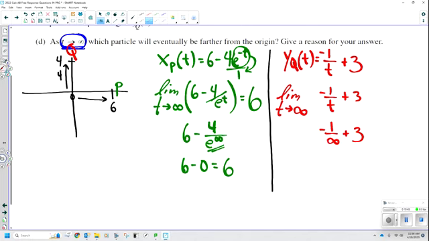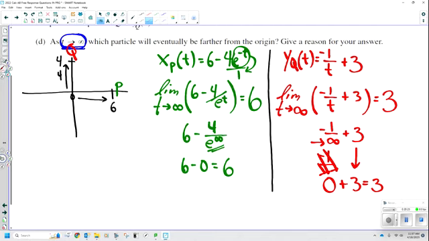Man, for a 6D problem with limits, this is easy. I don't know if the trick is to realize you have to use limits. But again, if the bottom gets bigger and bigger and the top stays the same, this will eventually go to 0. There's no t in the 3, so that will stay at 3. 0 plus 3 is our 3. So the limit as t goes to infinity of y_Q of t, the position of particle Q, is 3.